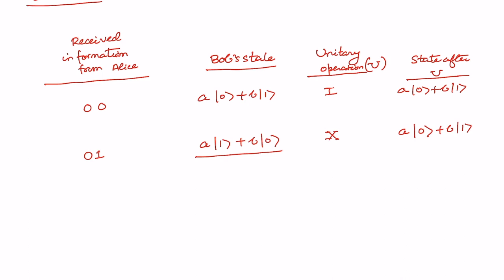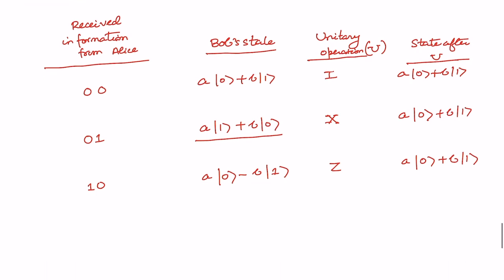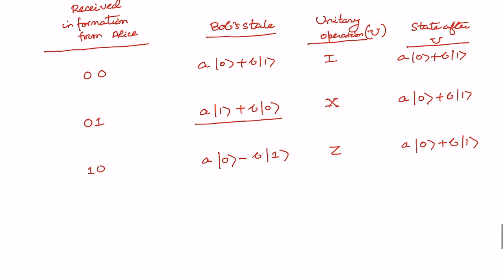And now say Bob gets the information that Alice got 1 0, then the corresponding Bob state would be A ket 0 minus B ket 1, and in this case Bob is going to make the Z operation, and this will result in the state A ket 0 plus B ket 1, which is the state originally Alice wanted to send to Bob.